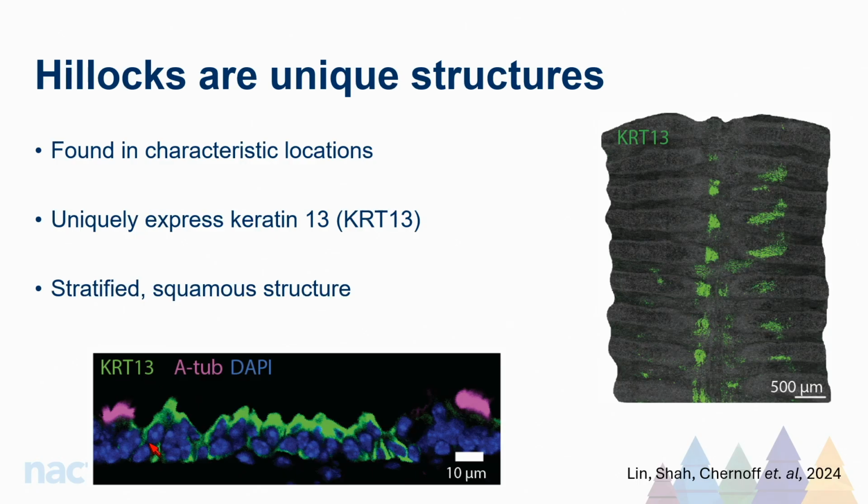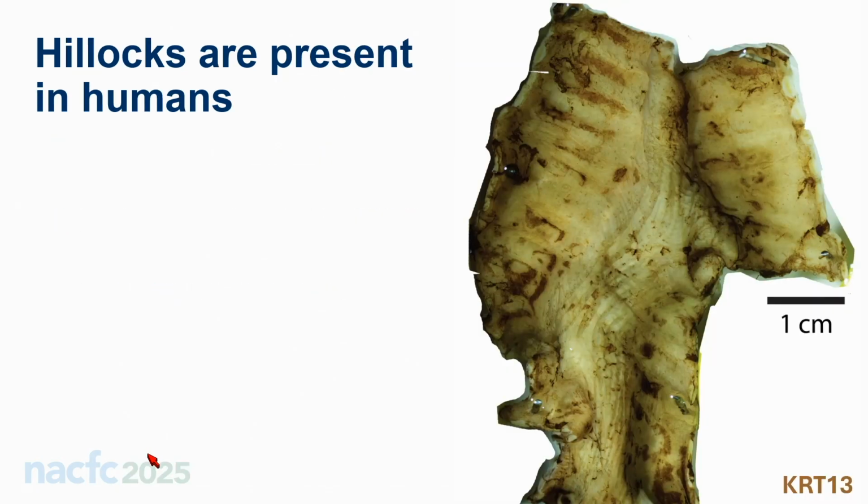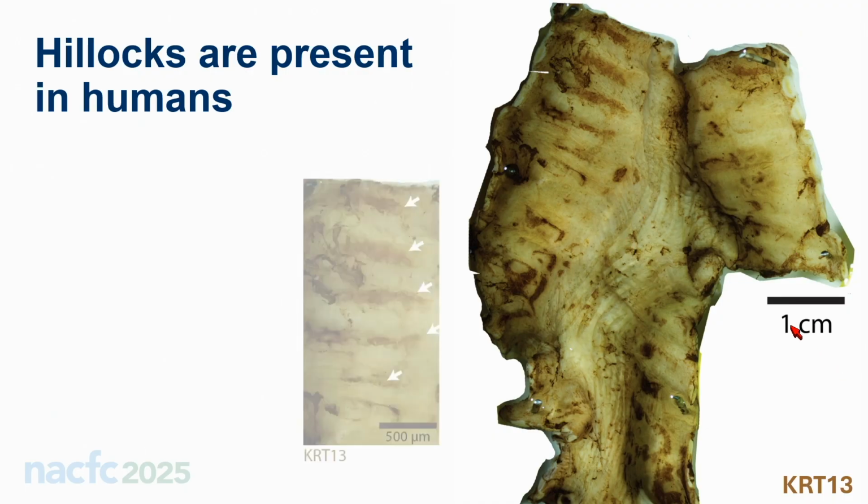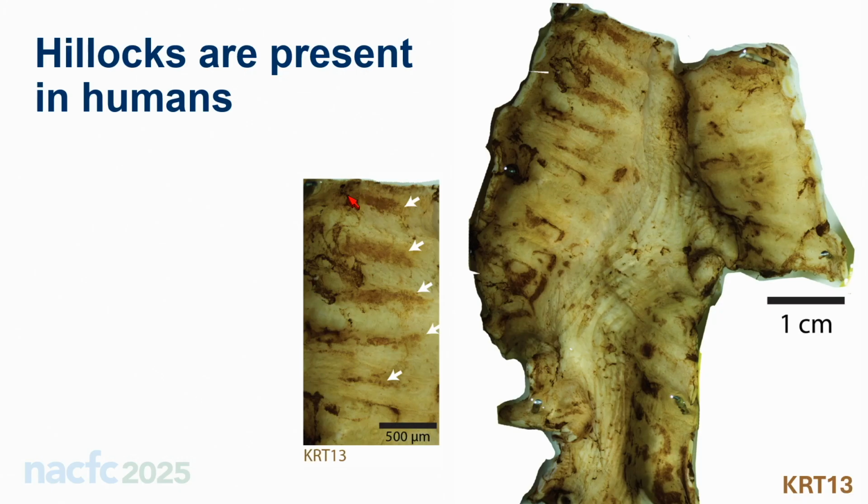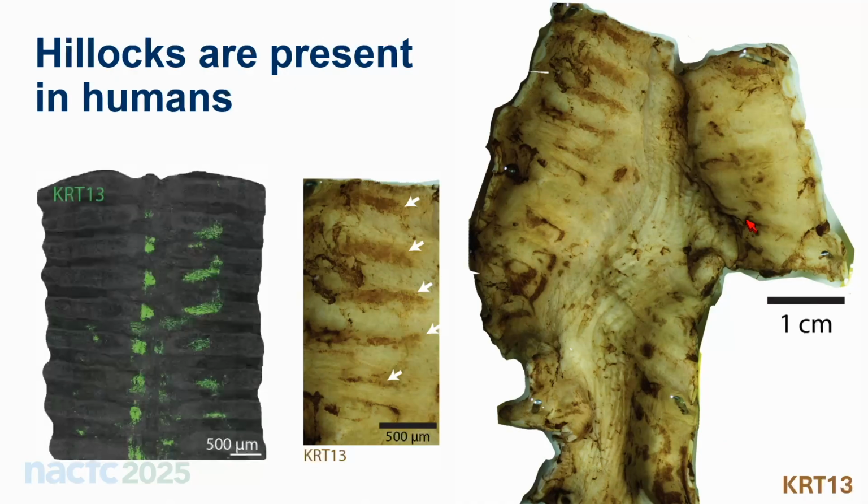This is in mice, but how about in people? Hillocks are also present in humans. Here we have an airway explant from a human donor. Here we have the trachea, the main carina, the right and left mainstem bronchi, and you see keratin 13 staining for hillocks in brown, and you see these patches of keratin 13. It's over the cartilage rings here, and then adjacent to the posterior membrane, very reminiscent of what we saw in mice. We also find that the histology is very similar in that there are squamous structures that express keratin 13. I'm not going to show you that right now.